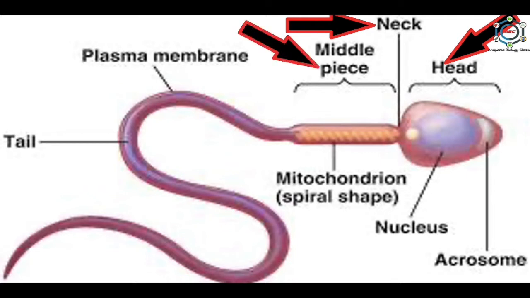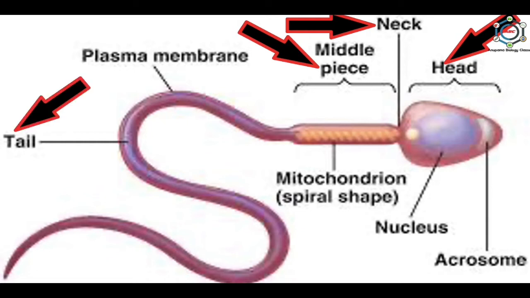Now, the third part is the middle piece, which contains mitochondria, which provide energy for the movement of sperm in the female genital tract. If a sperm fails to contact an ovum within a specific period, that is 24 to 48 hours, it exhausts its energy and dies. So the amount of energy is limited.